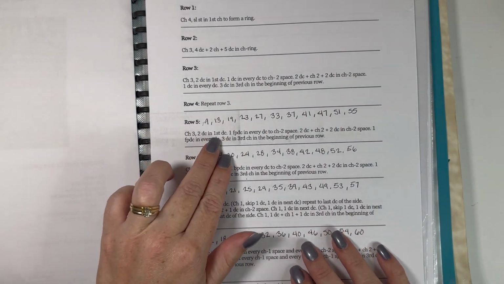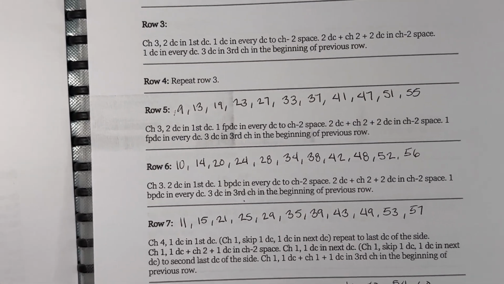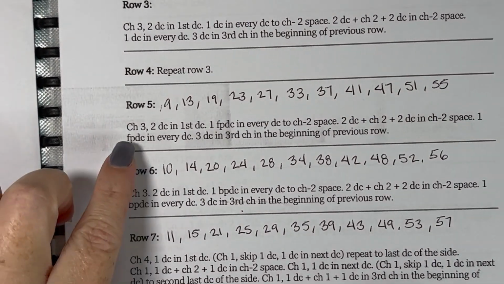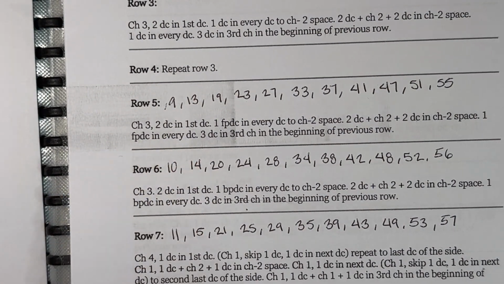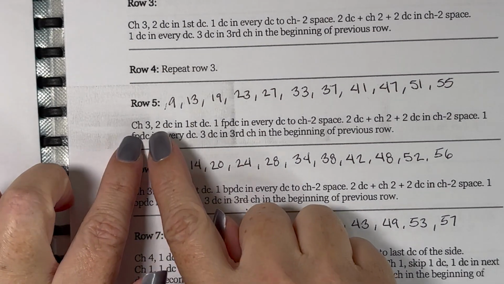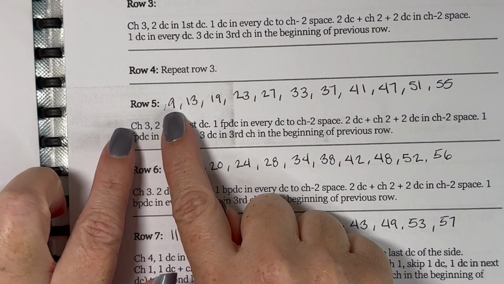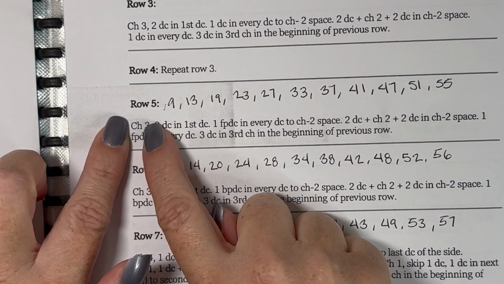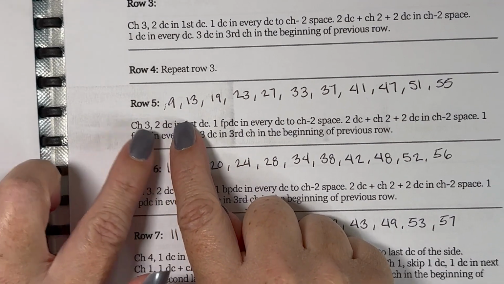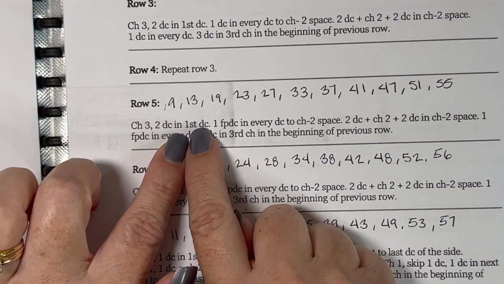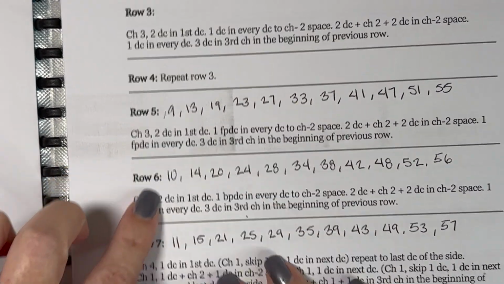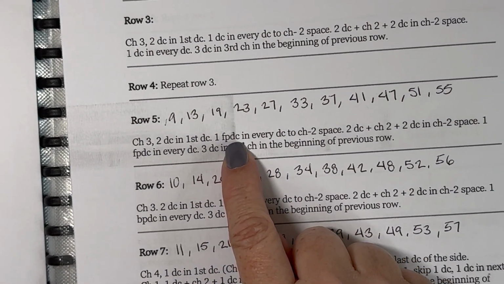So whenever you start looking at a pattern, and I'll get a little bit closer so you can read these, you'll see how it just has little abbreviations and a whole bunch of numbers. To the untrained eye, this looks messy and hard to read and not very easy to understand. But once you start breaking it down little by little, you can see, okay, this section here says CH, that stands for chain, 3, 2 DC is double crochet in 1 stitch, double crochet, FPDC is front post double crochet.